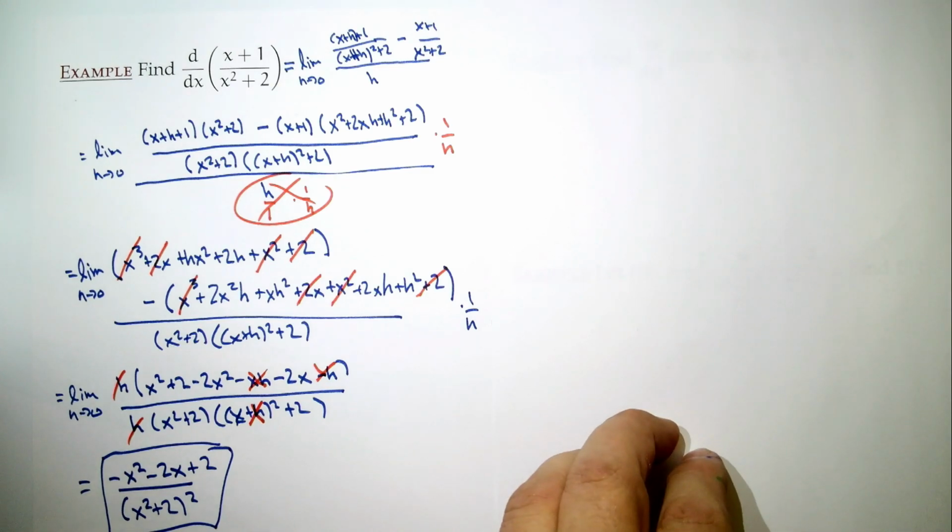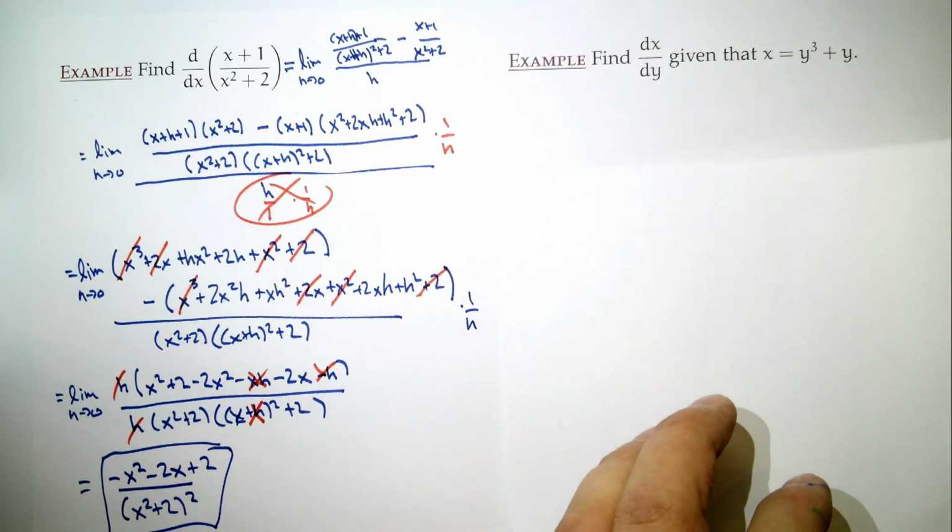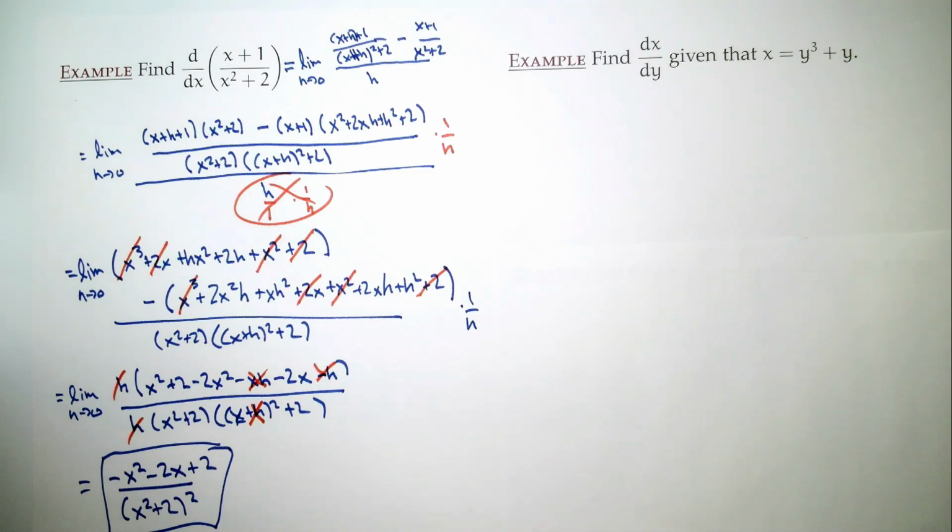Oh, all right. Let's try something a little different. Let's find dx/dy given that x equals y cubed plus y. So we're not going to work very hard on this one, because we've already done things like taking the derivative of a cube. But let me ask the question, what is dx/dy? Does that even make sense to ask? The answer is yes, it makes perfect sense.